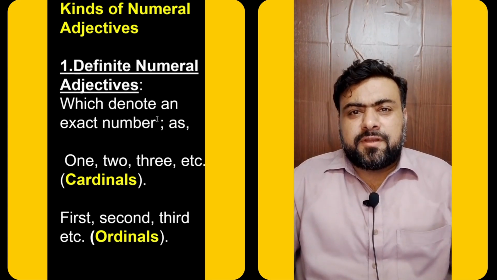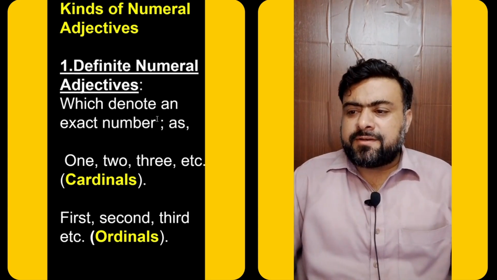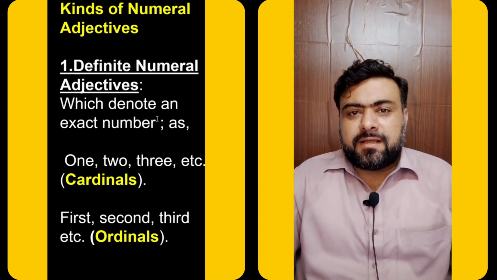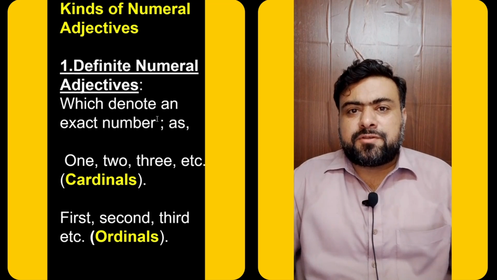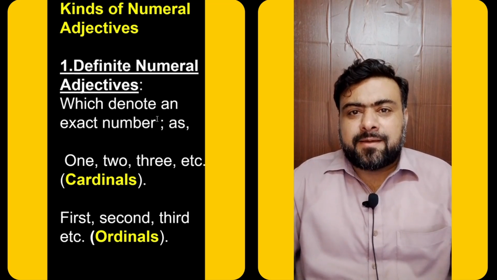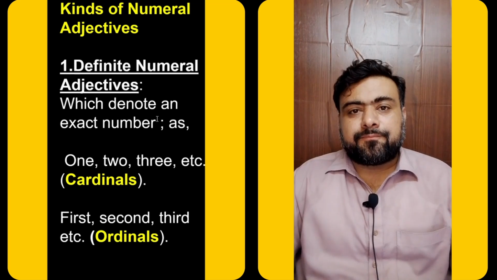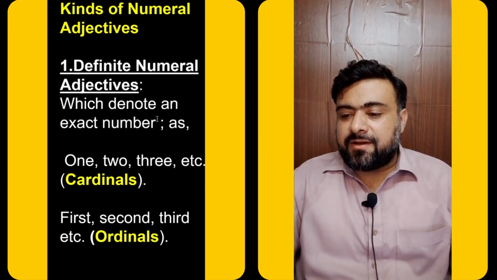Kinds of numeral adjectives. There are 3 kinds of numeral adjectives. Number 1, definite numeral adjective, which denotes an exact number. A definite numeral adjective is that adjective which shows the exact number of the noun. 1, 2, 3. Or first, second, third.